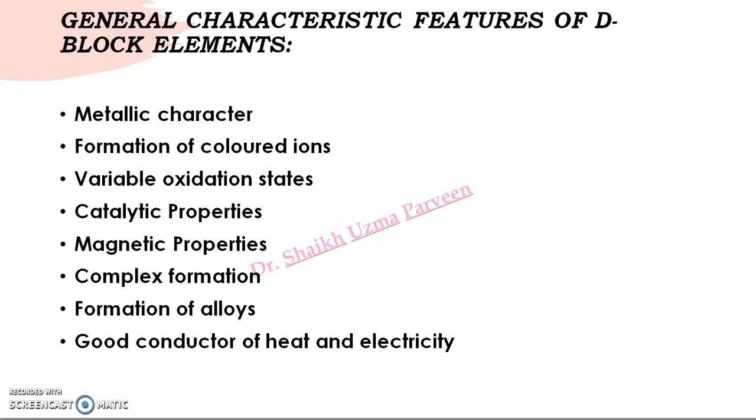Now we'll discuss the general characteristic features of d block elements. So all the transition elements are metals, since the number of electrons in the outermost shell is very small. They are hard, malleable and ductile in nature. Malleability and ductility, all these are the metallic properties or metallic character.